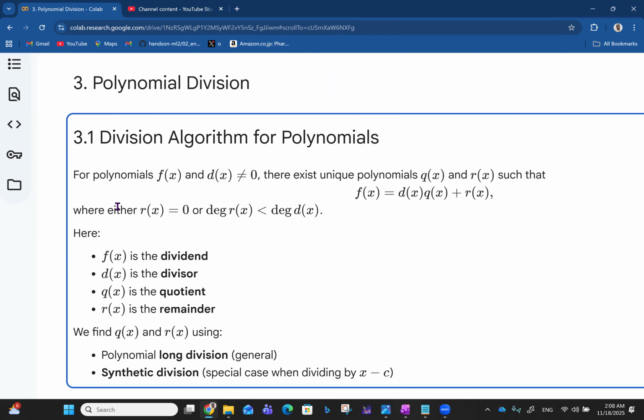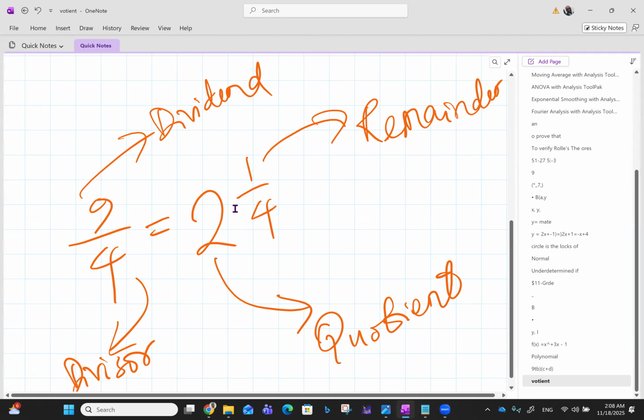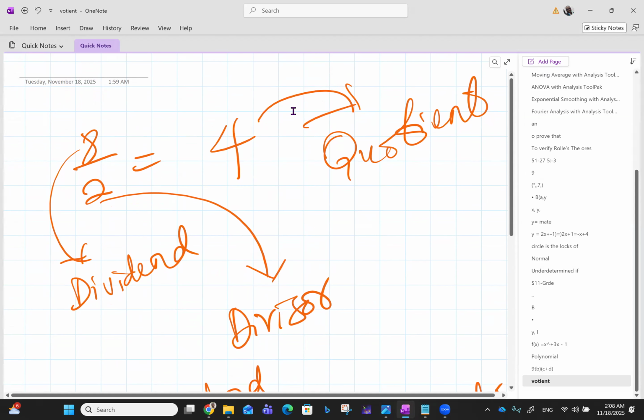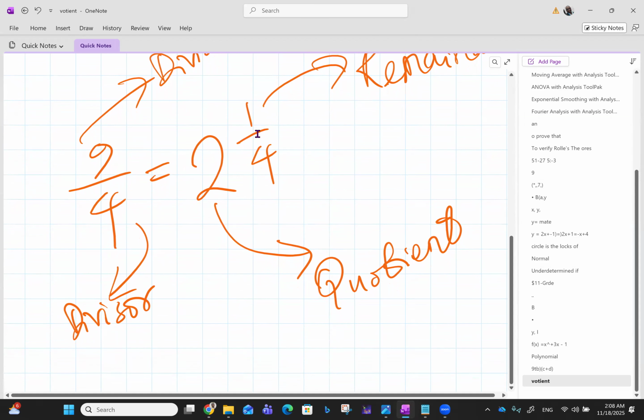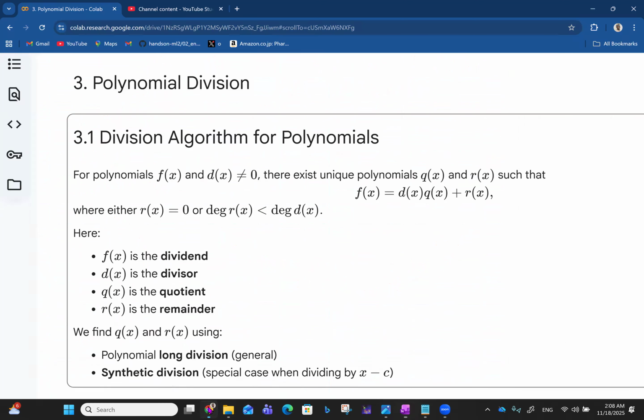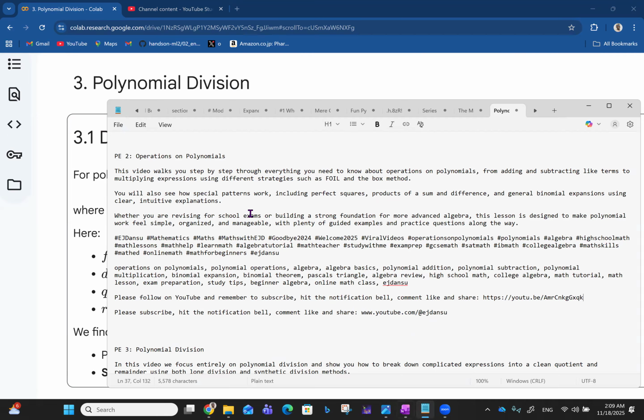Where either r of x is equal to 0, just like in this first case, where there's no remainder, that's why r of x is 0. And here there's a remainder, so r of x is like what we can see as that 1. So r of x is 0, or the degree of r of x is less than the degree of d of x. In this case we say that f of x is the dividend and d of x is the divisor, like what I showed here.